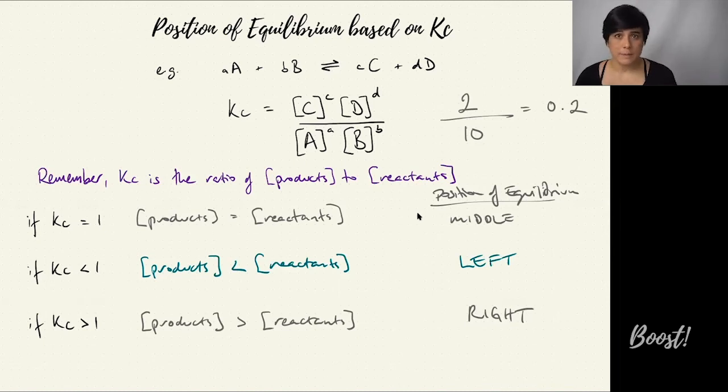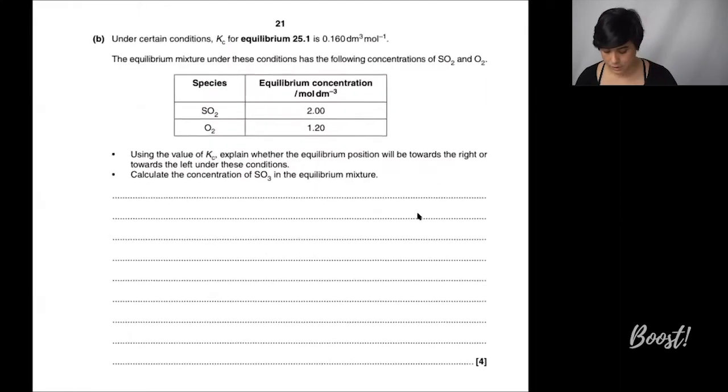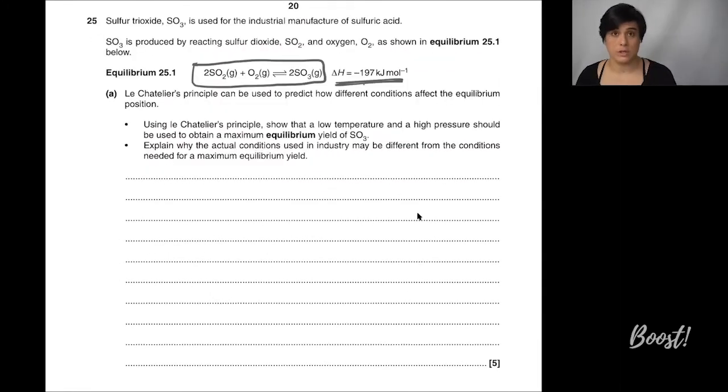Okay, so we've got a little bit of time to just do a few exam questions, just to apply what we've learned here into a more real life situation of how to apply your knowledge, perhaps to an unknown situation. So we'll look at this question first of all. Sulfur trioxide is used for the industrial manufacture of sulfuric acid. SO3, sulfur trioxide, is produced by reacting sulfur dioxide and oxygen as shown in the equation. So we've got that equation. The forward reaction is exothermic based on the delta H we've been given.